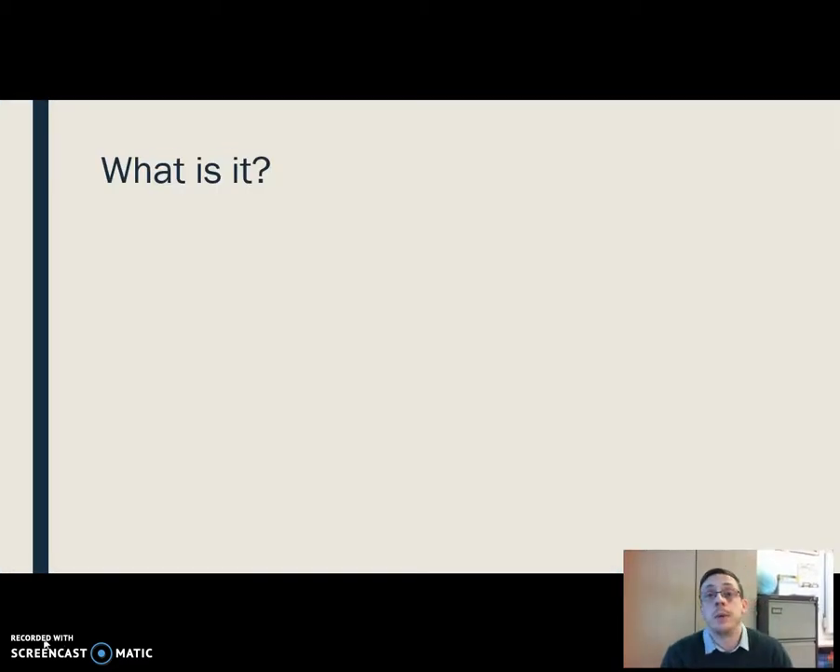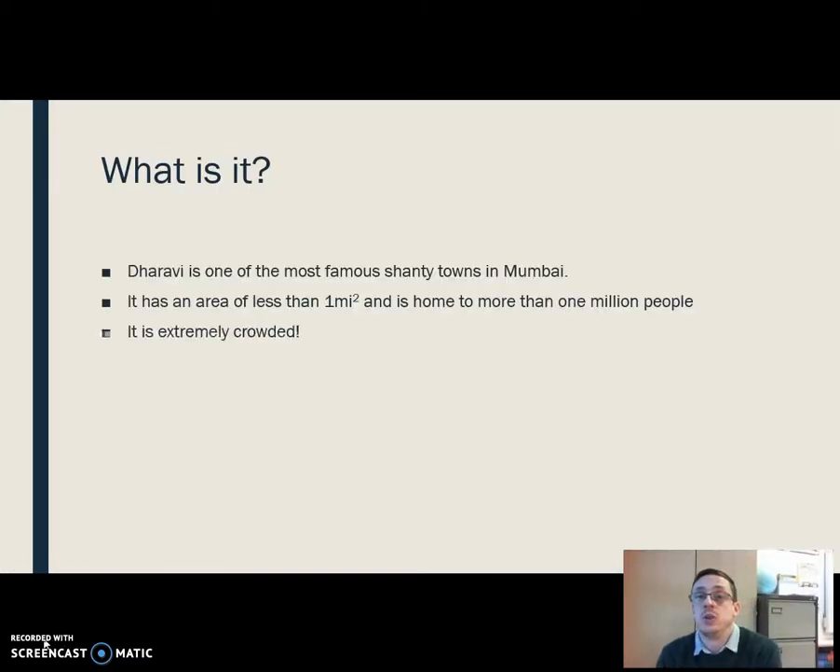So, a little bit about Dharavi just to set the scene. What is it? It is one of the most famous shanty towns in Mumbai. If you've seen Slumdog Millionaire, things like that, it's been featured. It's an area of less than a square mile, and it's home to more than 1 million people. Let that sink in for a minute. Less than 1 square mile, 1 million people. You know what I mean?